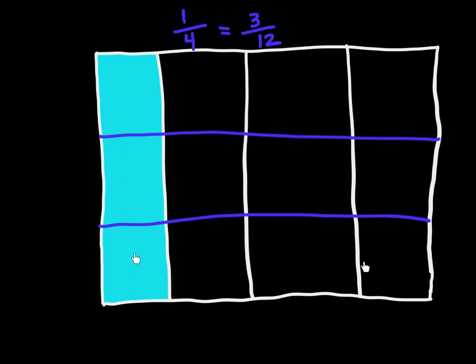Now, ways to find equivalent fractions is what I've told you before. We can multiply and divide. So therefore, since we added those extra rows, we multiplied by 3. And whatever we do to the top, we have to do to the bottom. Whatever we do to the bottom, we have to do to the top. Multiplying by 3, 1 times 3, we get 3 in the numerator. 4 times 3, we get 12 in the denominator.